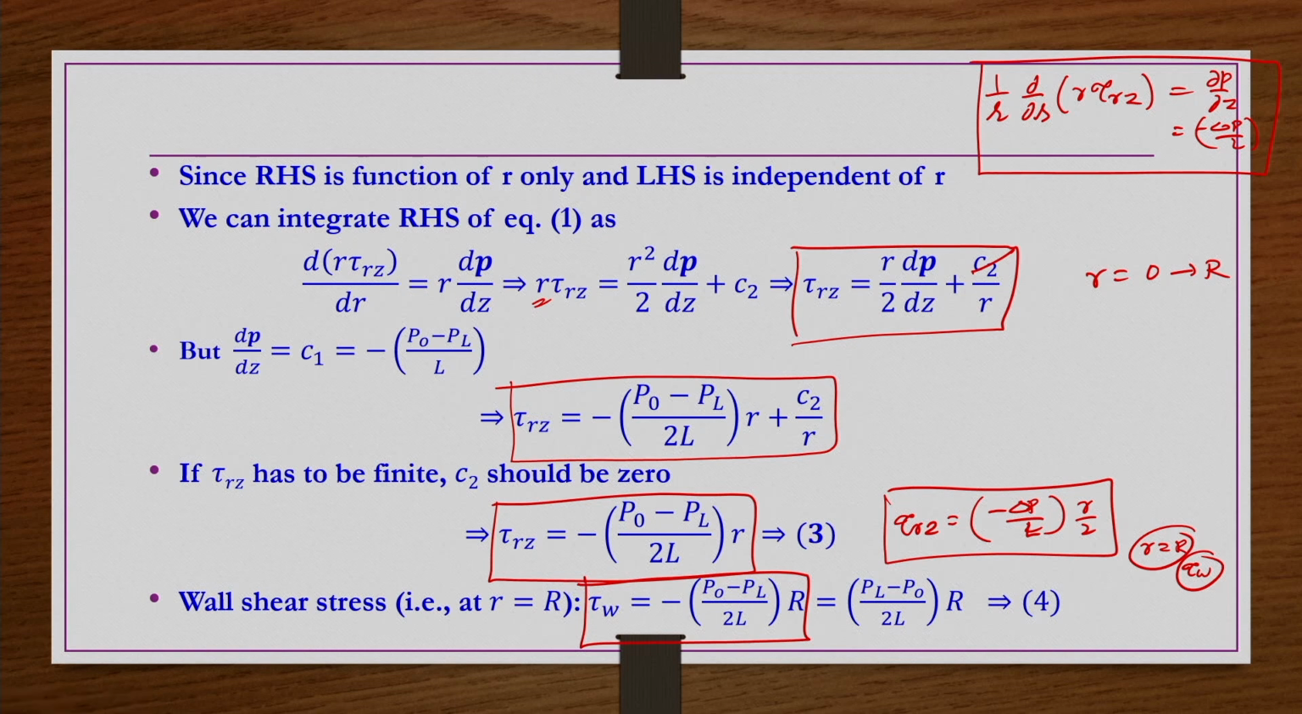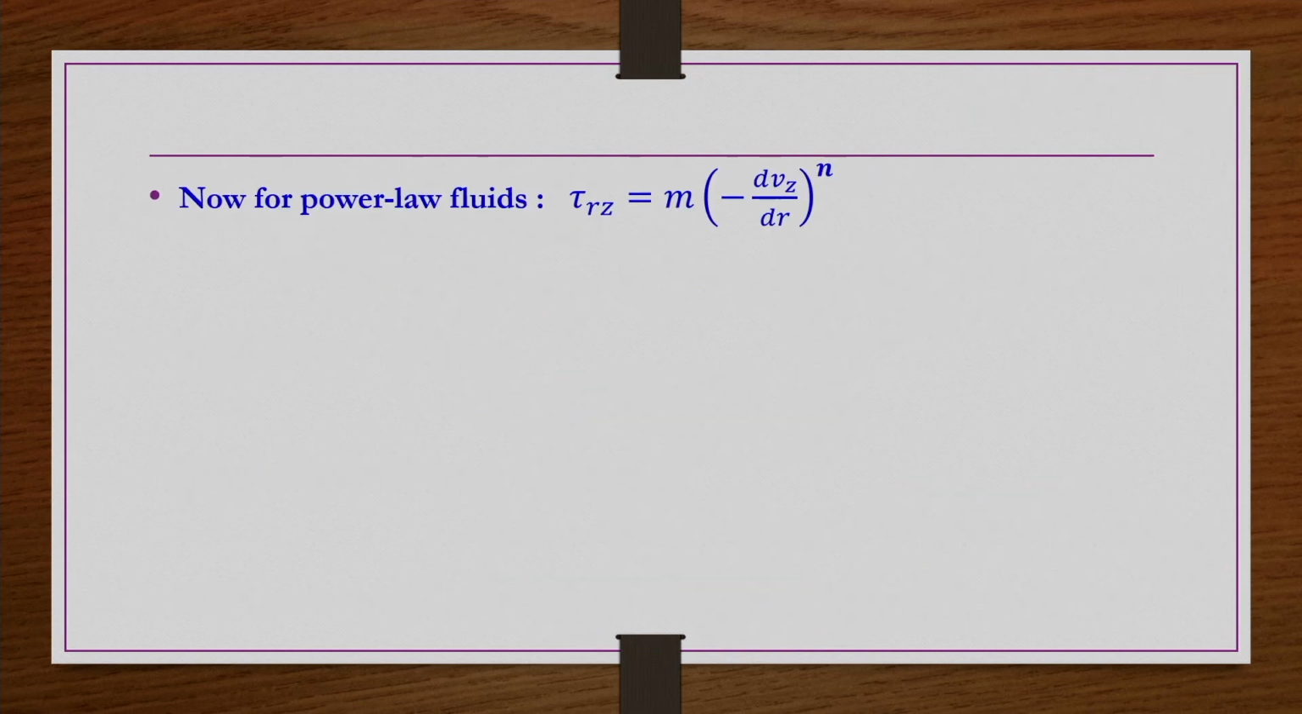So, you got the shear stress distribution, but your interest is not just the shear stress distribution, it is also to get the velocity distribution and then subsequently find the volumetric flow rate. So, for power law fluids, what is tau rz? It is nothing but m times minus dVz by dr to the power n. We have taken minus dVz by dr because in the pipe or circular tube, the velocity is maximum at the center, and it decreases as we move towards the wall, from r equal to 0 to r equal to capital R.